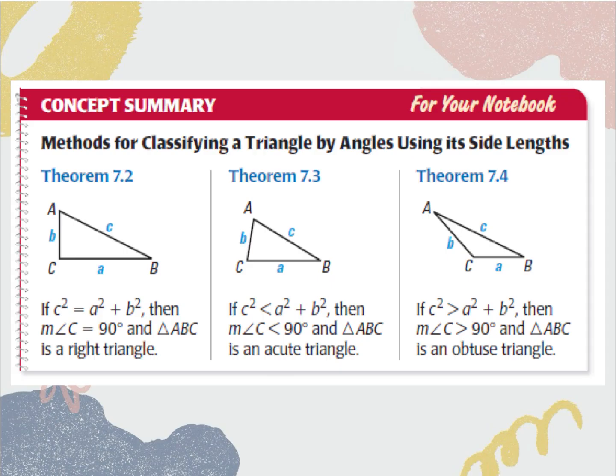All right, this slide just gives you a summary of what we just solved for. So this is like a little sum up of the side lengths. So just highlighting it again. If they're equal, then it's a right triangle. If your longest side is less than, it's acute. If your longest side is greater than, it's obtuse. So this is a good way to visually see all of them in one slide.